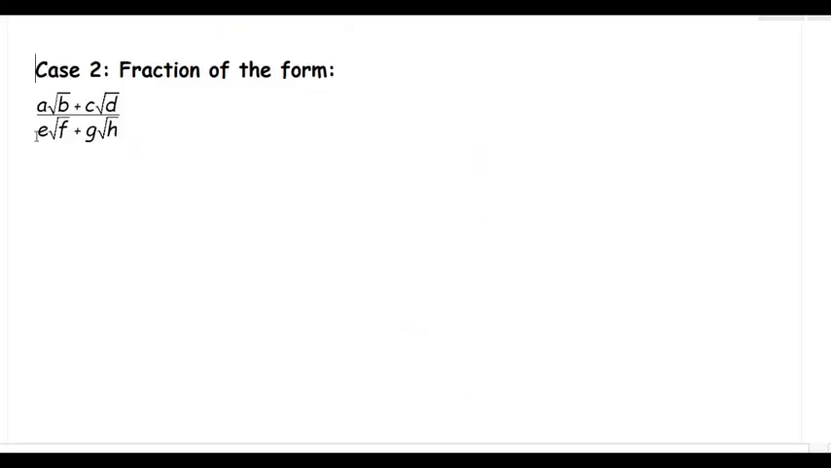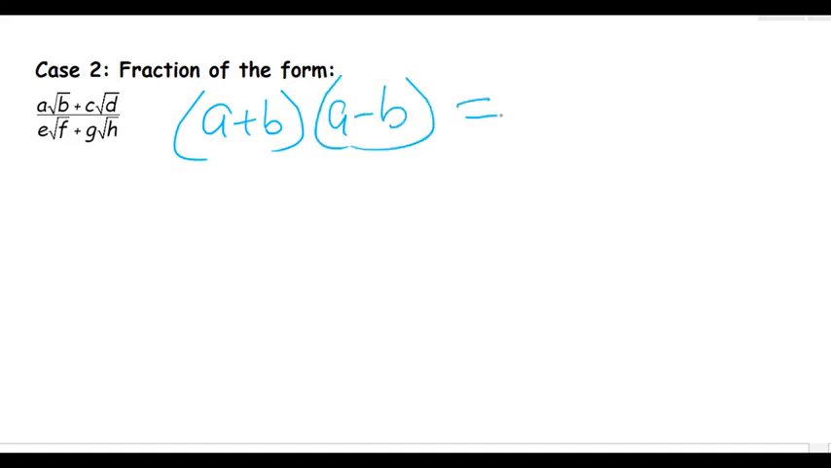In the second category, we have the fraction of the form a root b plus c root d over e root f plus g root h. The values of a, c, e and g can take any natural number, whereas b, d, f and h are any irrational numbers. For us to simplify this, we are going to use the idea that a plus b multiplied by a minus b will give us a squared minus b squared.